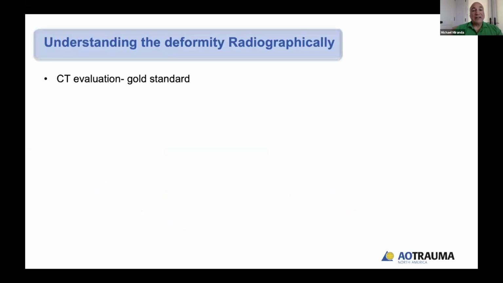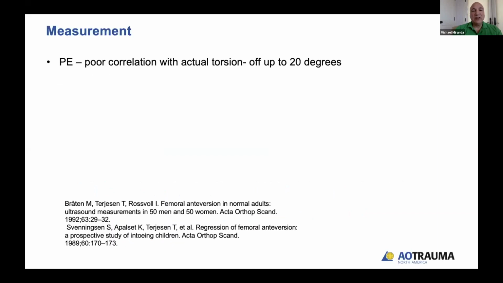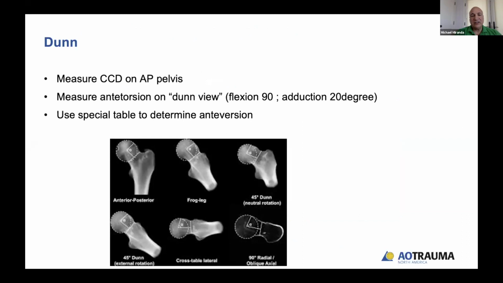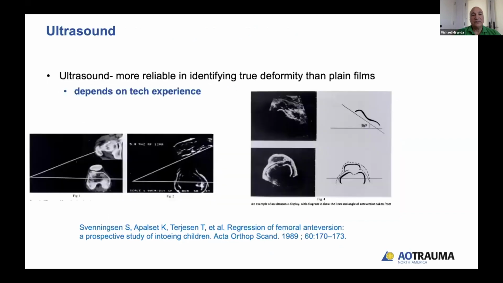So, radiographic evaluation: CT is the gold standard. How did we get there? Well, we know that the physical exam has really a poor correlation with the actual torsion. Plain radiographs, the Dunn method, is one way you can evaluate patients' rotation. This is very, very technique dependent, and so is really for historical purposes only. You can see here that just a gentle change in position will give you a different idea of what the anteversion is.